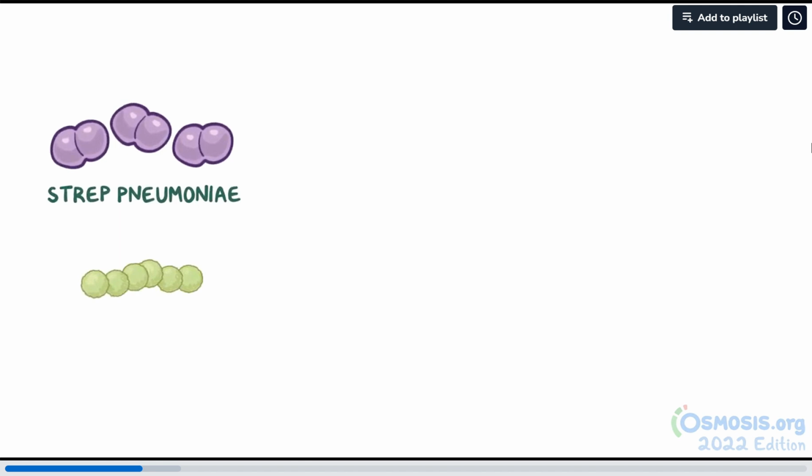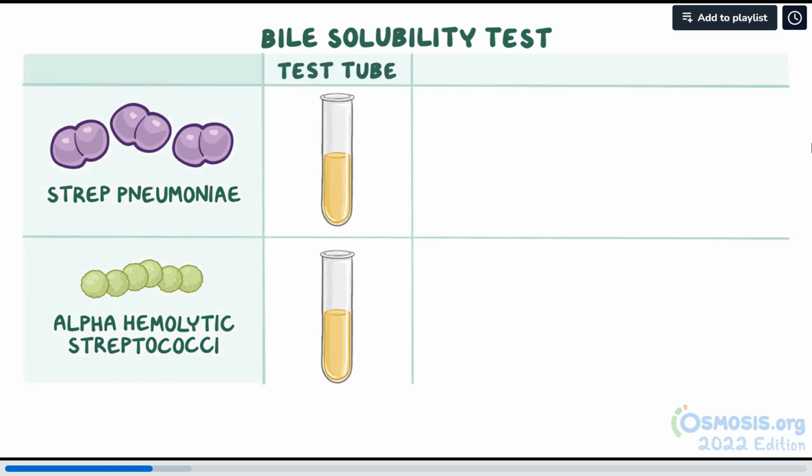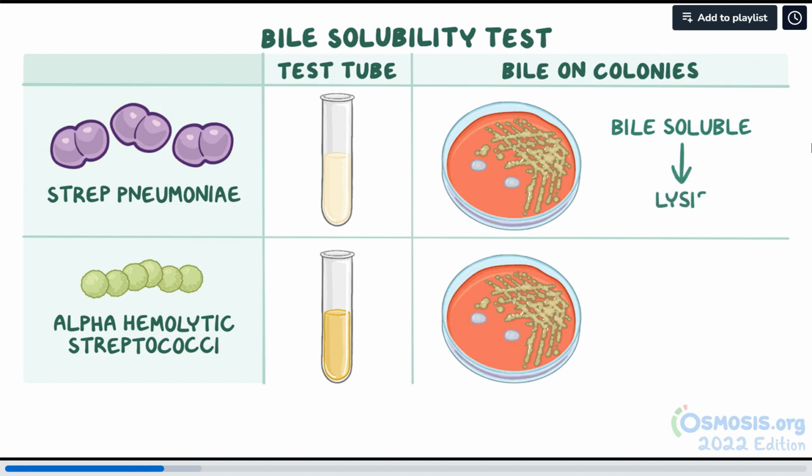Another test that can be used to distinguish strep pneumoniae from other alpha hemolytic streptococci is the bile solubility test. The bile solubility test can be done in a test tube, or more commonly, by dripping drops of bile on bacterial colonies. Now, strep pneumoniae is bile soluble, meaning that the bile salts will promote the lysis of the bacteria, whereas all other alpha hemolytic streptococci are bile insoluble, or bile resistant.